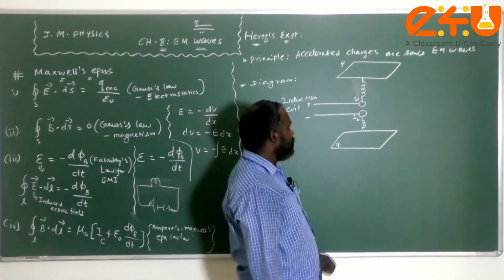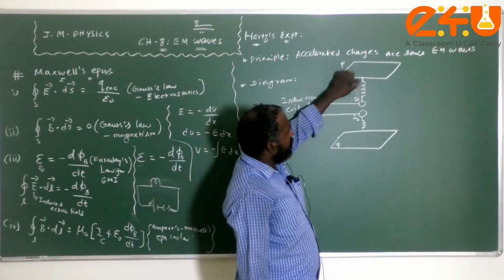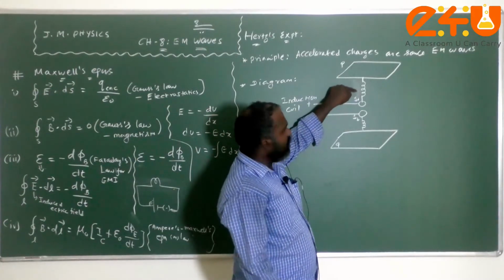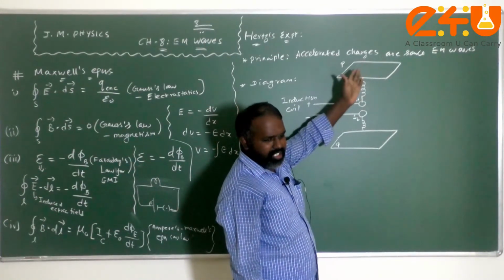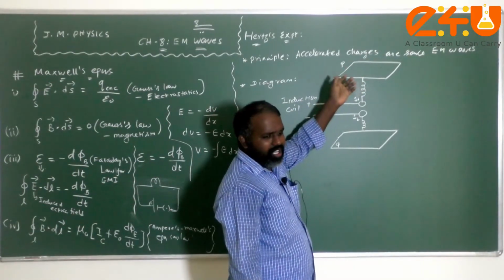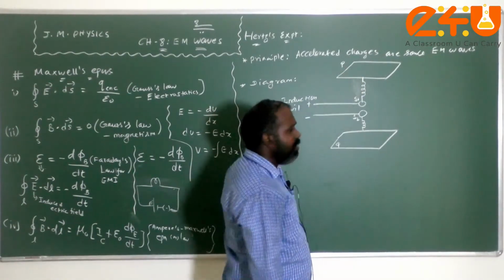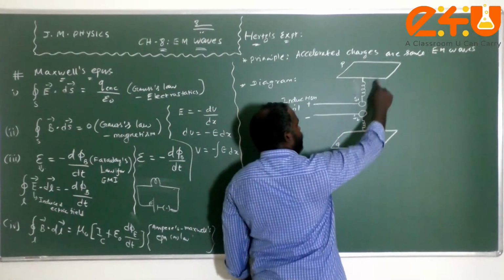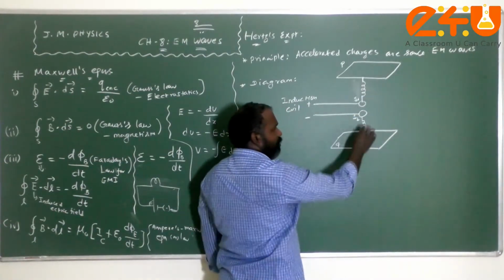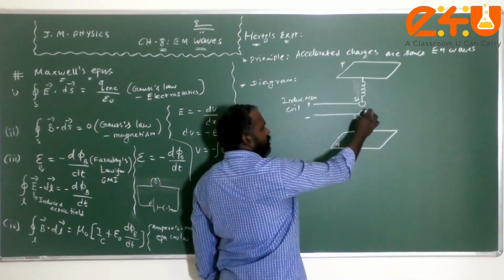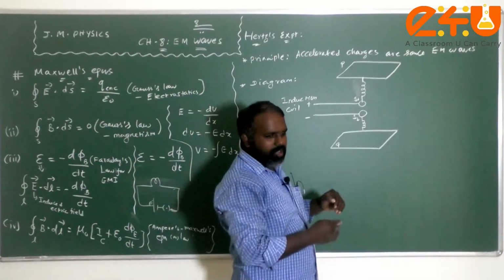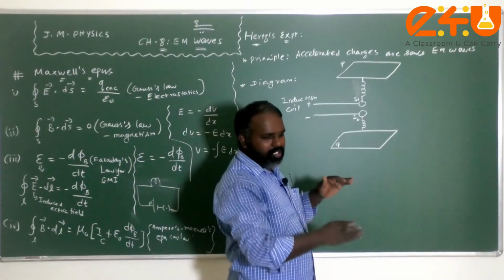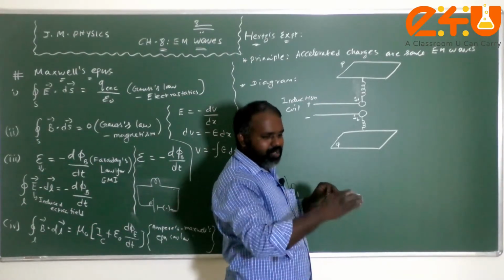Now please see that, children, this connecting wire will act as an inductor and these plates will act as a capacitor. It will make the LC oscillation. You may study it in your oscillation topic in 11th standard. So when it makes the oscillation, the ions between the spheres oscillate. What will happen whenever a particle oscillates? It has some acceleration.